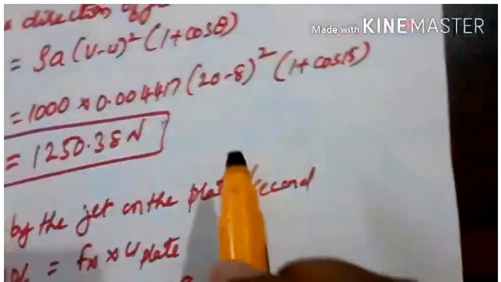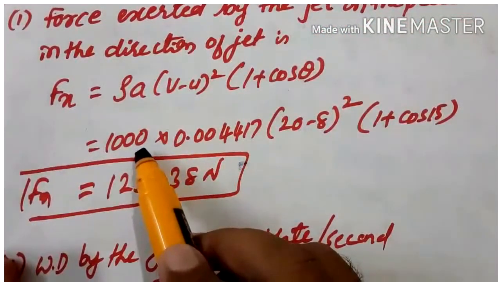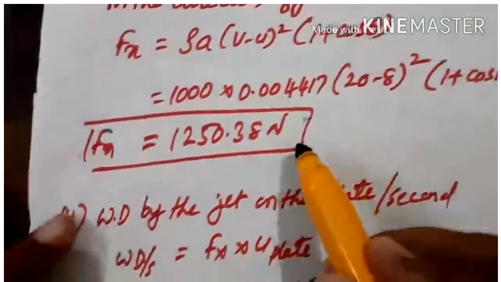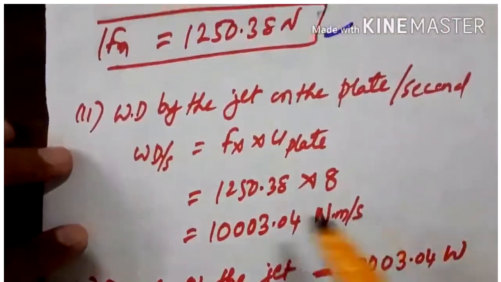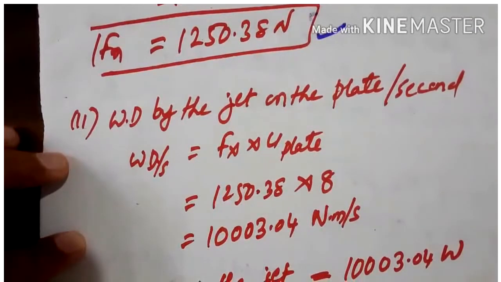Then substitute the data here. The rho is the density of water, 1000, into area, then (20 minus 8), (1 plus cos 15), we get the answer, this one. Then they asked to calculate the power generated by the jet as well as the efficiency of the jet.